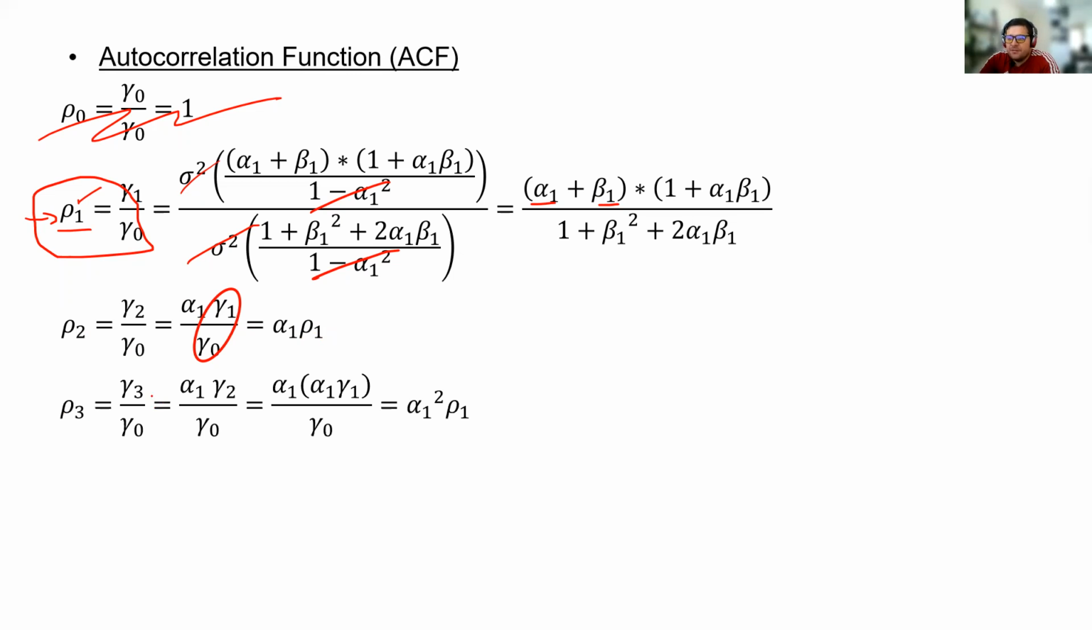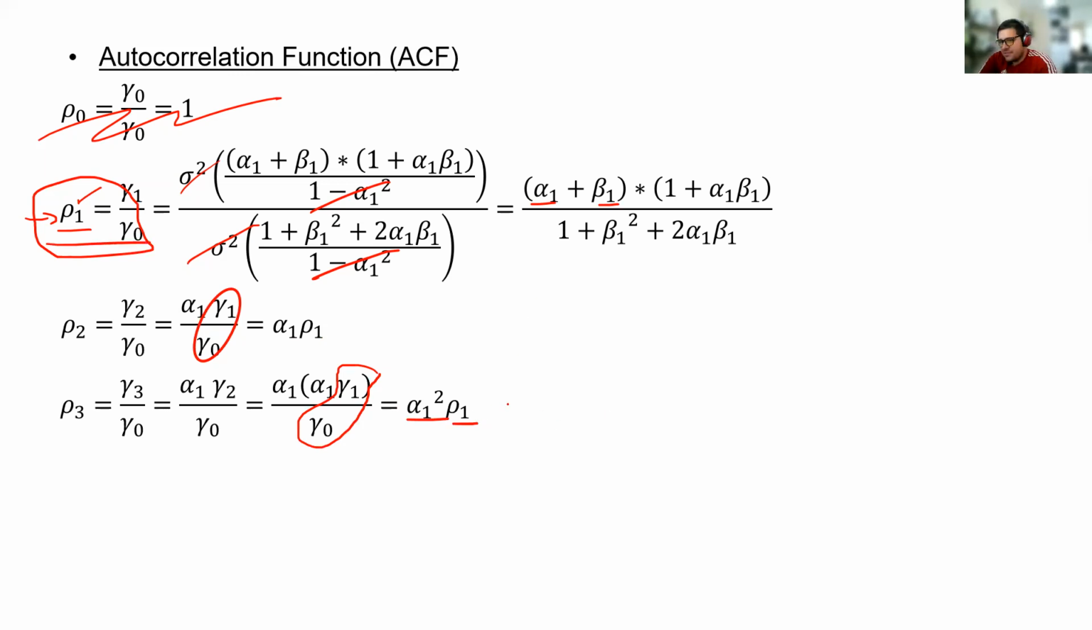For phi 3, now we have to replace gamma 3, which we know is alpha 1 gamma 2. And at the same time, we know that gamma 2 is equal to alpha 1 gamma 1. So we multiply the alphas, we get alpha 1 squared. And again, gamma 1 divided by gamma 0 is equal to phi 1. So that's the phi 1 here.